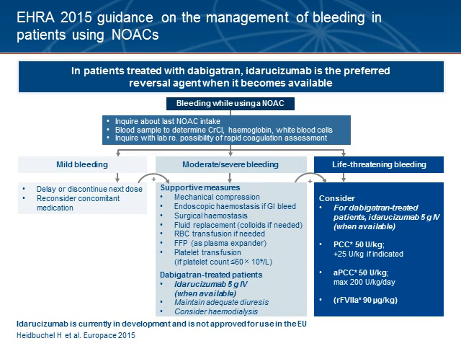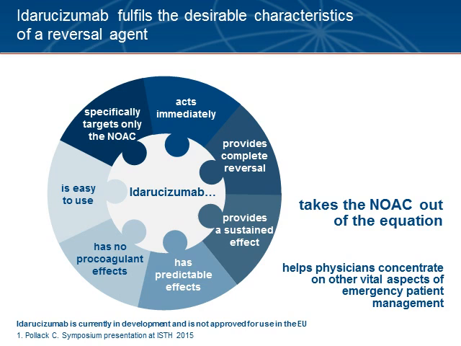But the reversal agent for Dabigatran, idarucizumab, was already tested, and this agent has several clear advantages. Acts immediately, provides complete reversal of the drug, provides a sustained effect, has predictable effects, has no pro-coagulant effects, is easy to use, and specifically targets only the Dabigatran. And because it is a humanized antibody, the allergic reactions are minimal. So practically this agent takes the NOAC out of the equation. It is very easy to administer in practice.